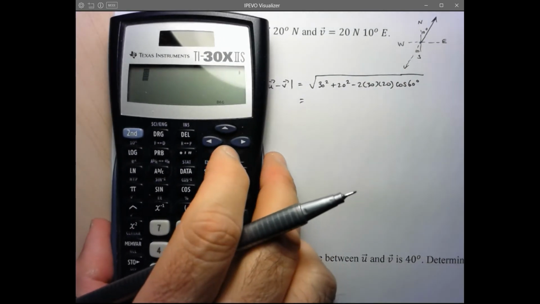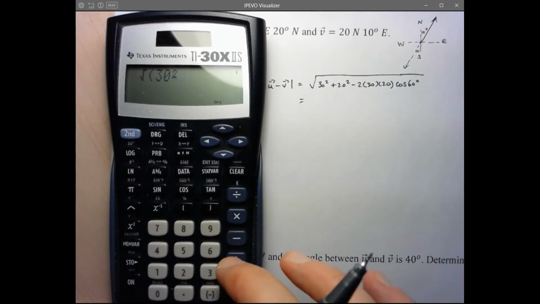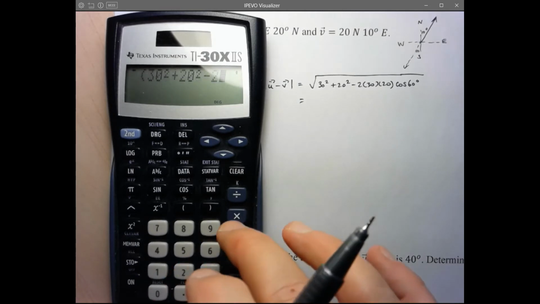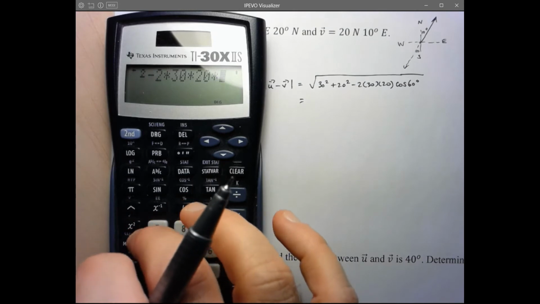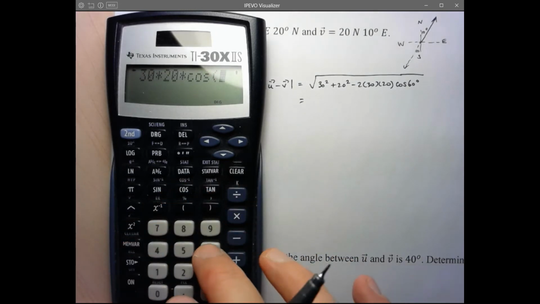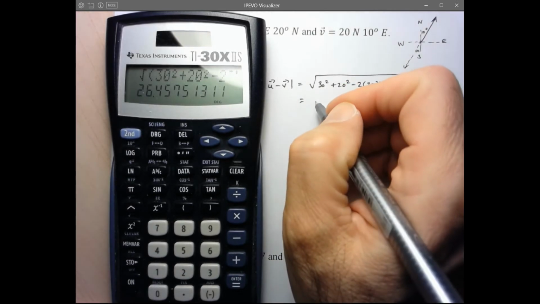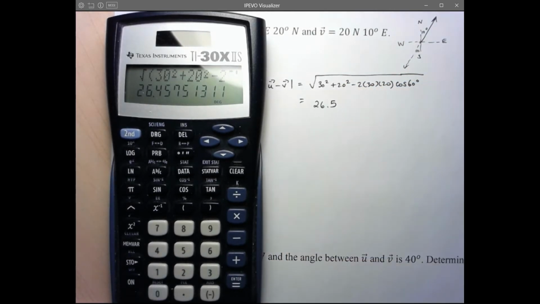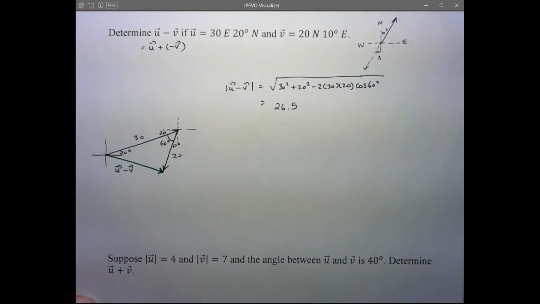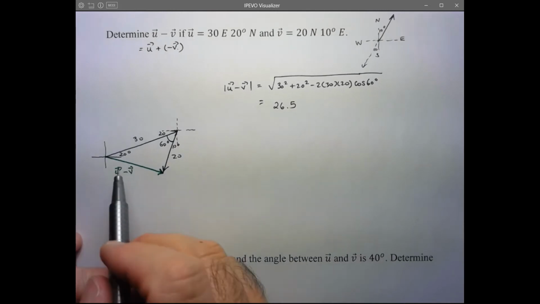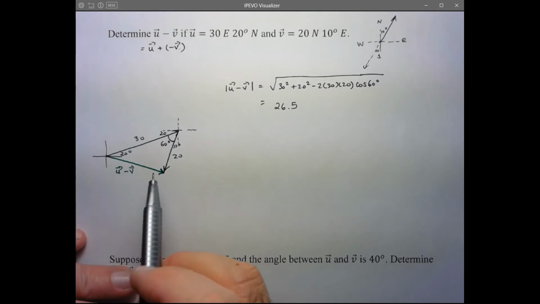Make sure you're using your calculator correctly. So it's the square root of 30 squared plus 20 squared minus 2 times 30 times 20 times cosine of 60 degrees, and we get 26.5 units. Since they didn't specify the units, we'll just leave it open-ended. Now we need to find a way to determine the direction of this vector.